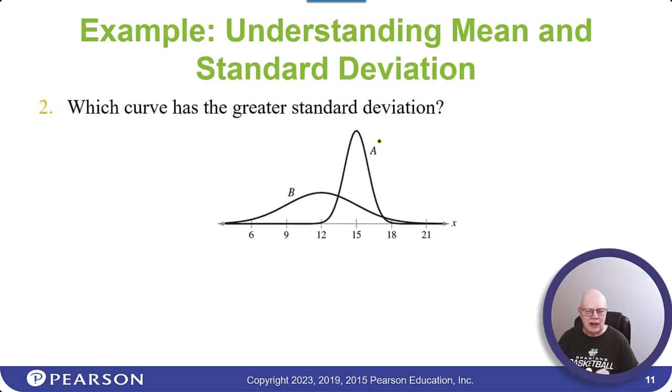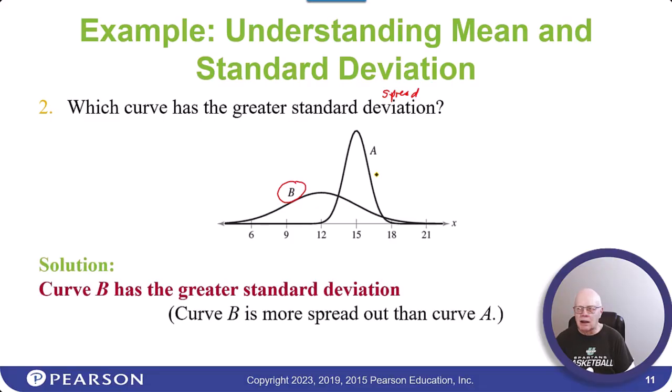Next, another possibility. See if you can get this one right. If you missed on the last one, here's your second chance. Which one of these curves has the greater standard deviation? We're not talking about the mean, we're talking about the standard deviation, which is its spread. Which one of these is spread out more? Okay, are you back? B. It's spread out more than the A, which is squished together. Got that?